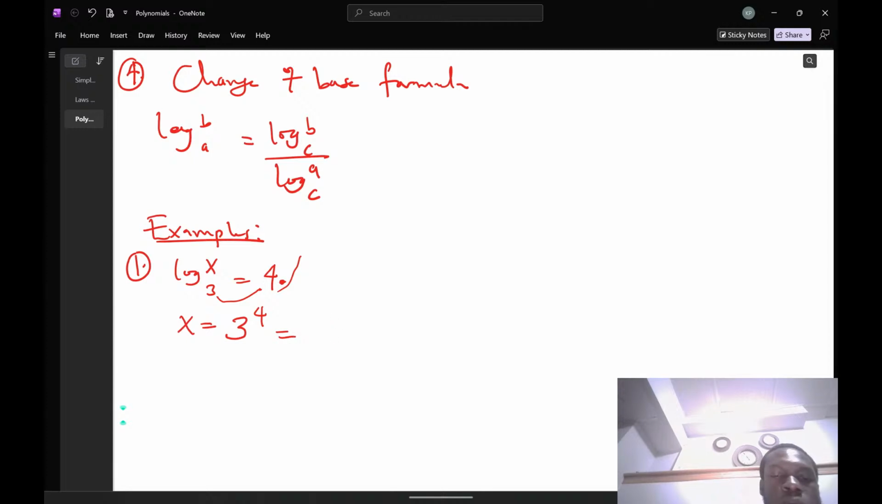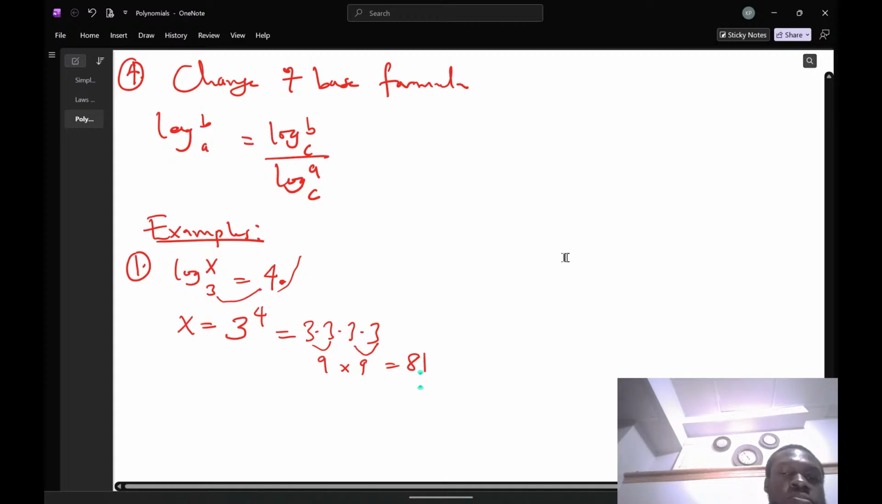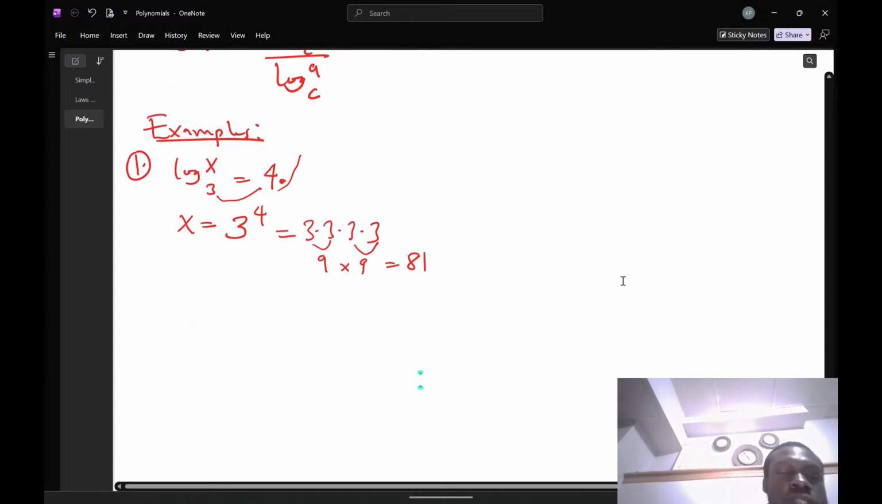That's 3 in 4 places, so that's 3 times 3 times 3 times 3. 3 times 3 is 9, 3 times 3 is 9, and 9 times 9 is 81. So that's it: x is 81.